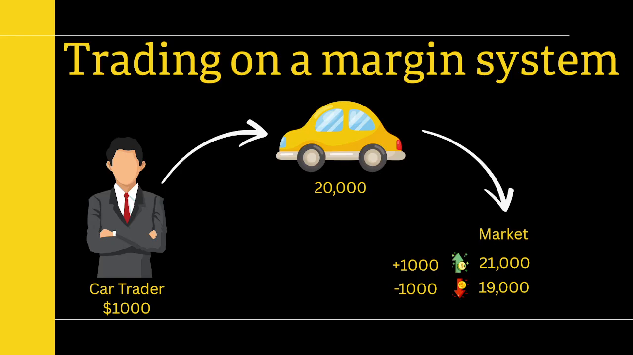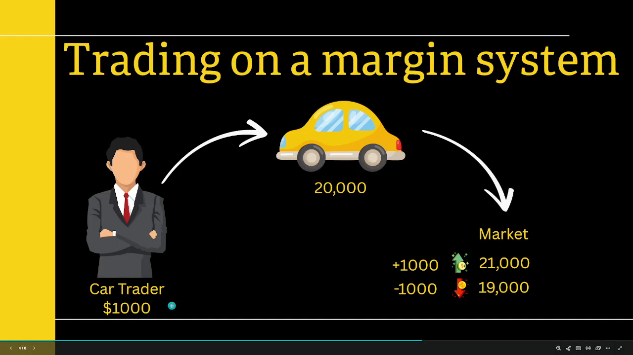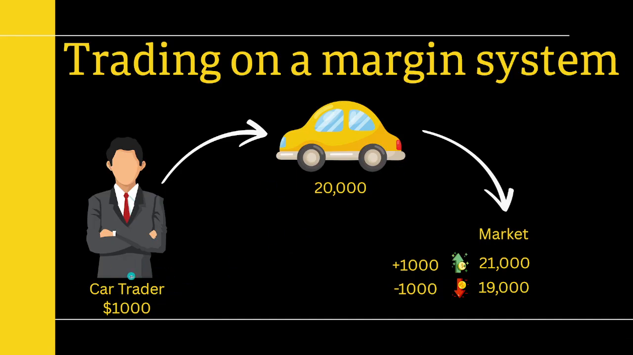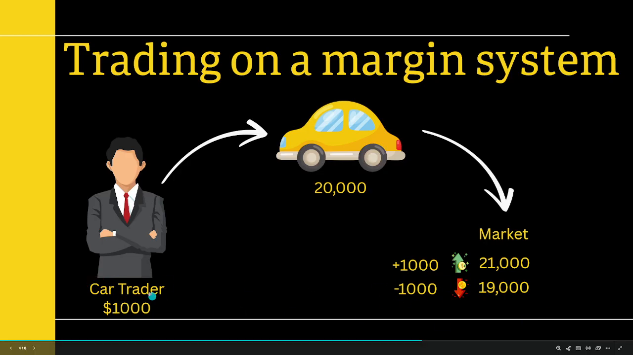Now you can ask me, so what if he loses? He does not own this car. He just borrowed it. What will happen if he loses money? The margin system works in a way where you can never lose more than what you gave the company. So this car trader gave the company $1,000, right? Then his margin is only $1,000. If the market price of this car, after he buys it for $20,000, decreases to $19,000 or below, then the company will come take back the car and he will not get anything because he already lost the $1,000 that he gave.